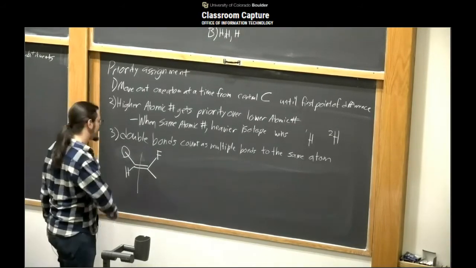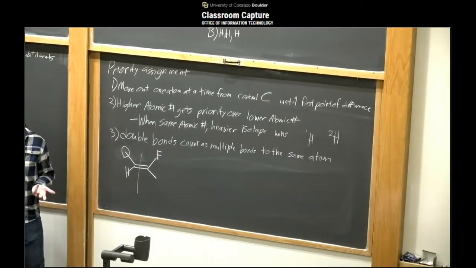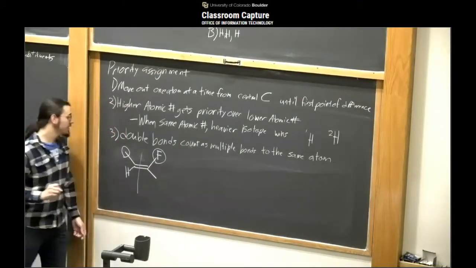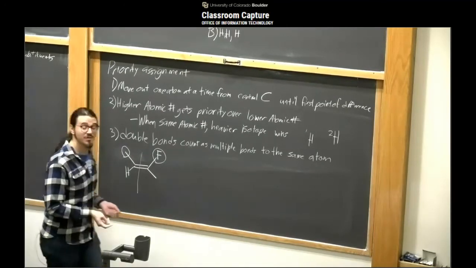Moving over to the right side, we have fluorine versus carbon, and fluorine has a higher atomic number than carbon, so the fluorine will get priority here. So is this going to be an E or a Z alkene? Z, because we have the higher priority groups on the same side of the molecule.